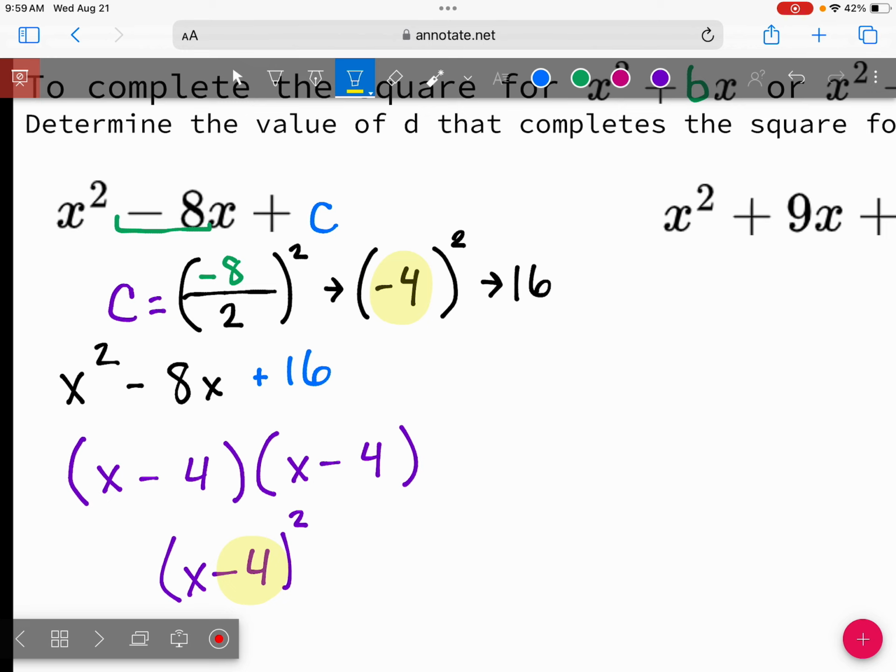Because usually we didn't do the squared part. We just did it there, and then we multiplied it out. We did all kinds of other things. This is just more efficient and faster.